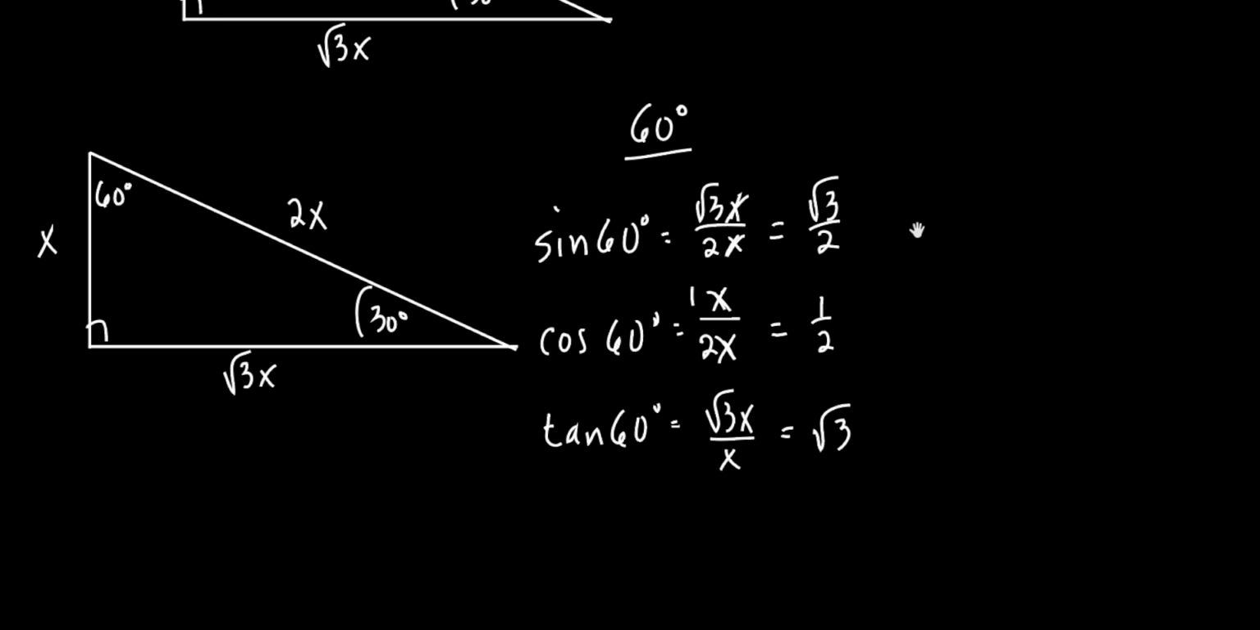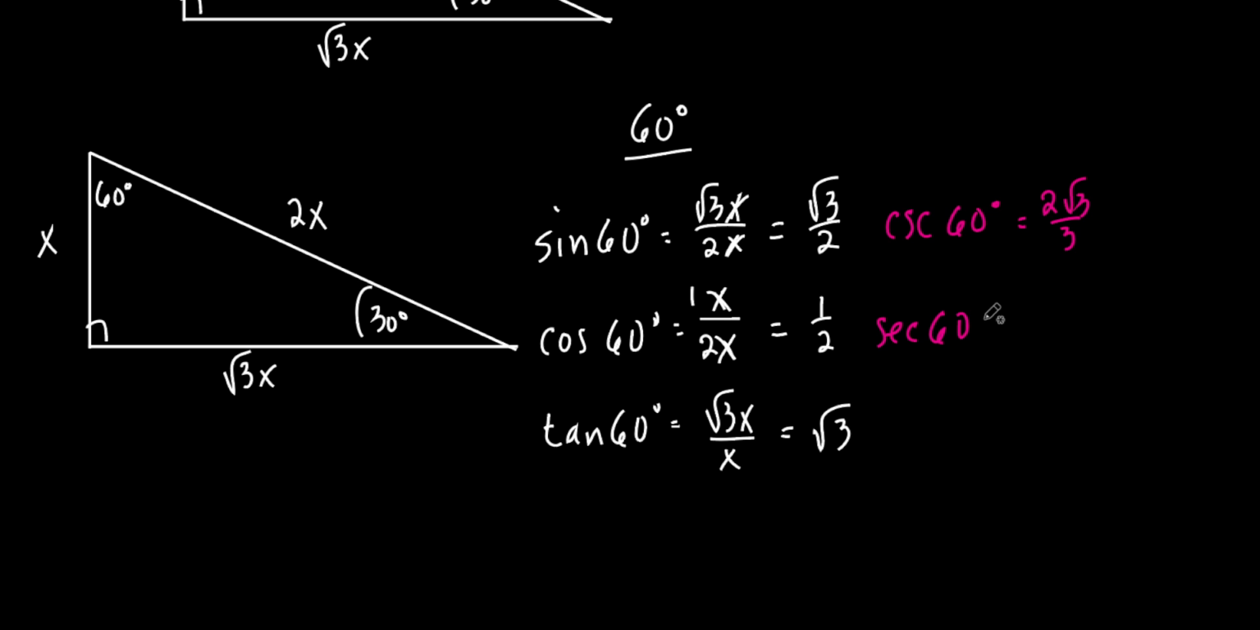Let's change colors a little bit. Let's do the inverse ones. So what's the inverse of the sine? That would be the cosecant of 60. And what do you do? Just flip it. Can you do this in your head without even writing it down? I'm going to write 2 over square root of 3. That's it. It's going to be 2 square root of 3 over 3. Okay? Are you getting better at that now?